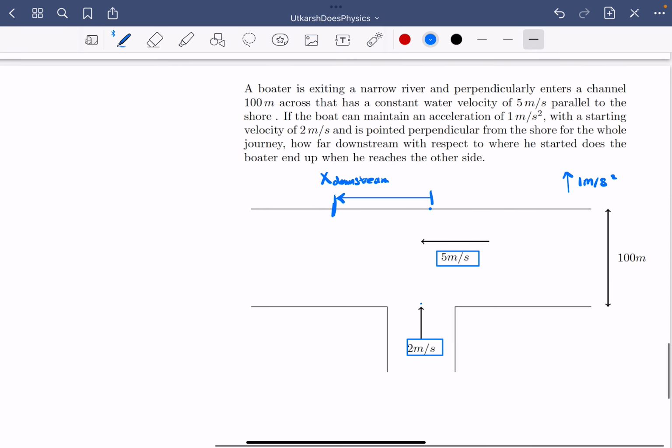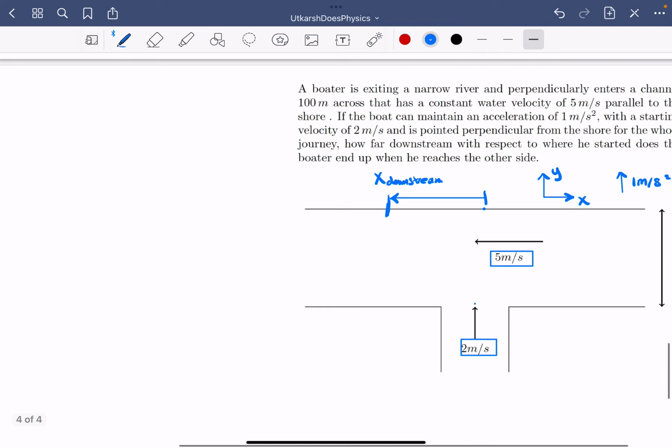So just defining our components here, we're going to have a y component and an x component. And we're going to use equations of motion for these separately to be able to solve for how far downstream the boat arrives. So let's begin. Let's first consider the y case.